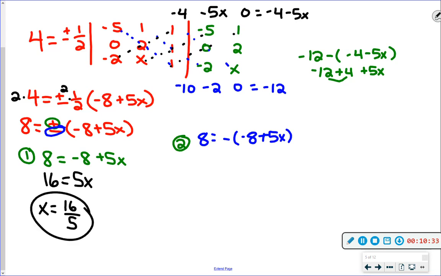I'm going to solve this. I'm going to distribute this negative through here. So I'm going to end up with positive 8 minus 5x. Subtract 8 off. So what's your second answer? 0.